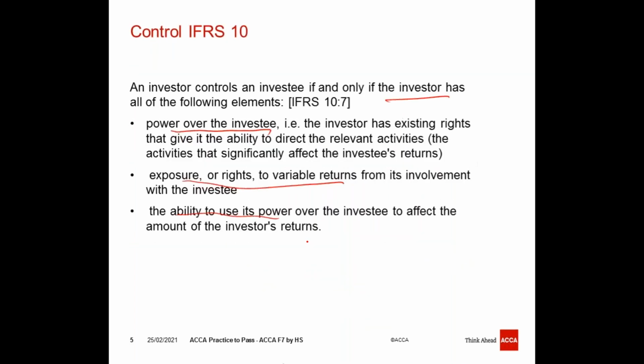Now, there can be three situations. The first one is control. The second one is significant influence. And the third one is no control, no significant influence. Nothing. If you have got the control of a particular company, then this will be considered your subsidiary company. If you have got significant influence over the other company, then this will be your associate company. And if you have nothing, then this will be your simple investment.